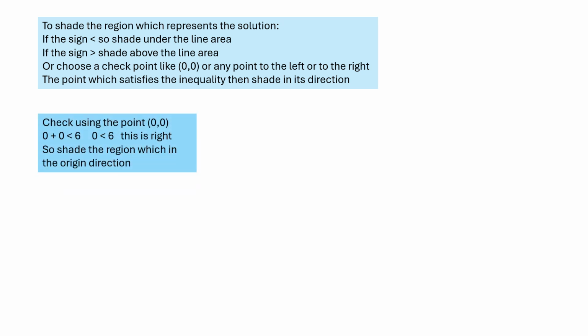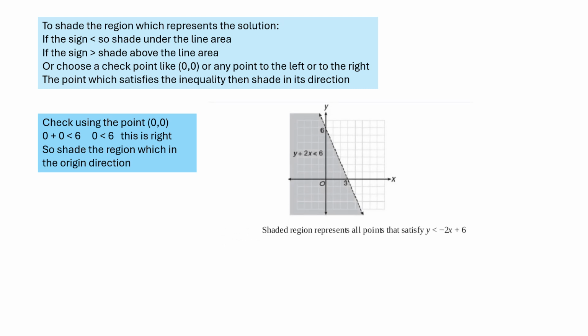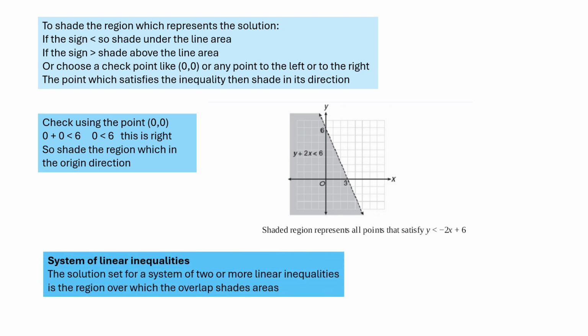A checkpoint 0, 0 in the graph before. So if you put 0, 0, 0 plus 0 less than 6, it is right. So we'll shade in the direction of the 0, 0 area. System of linear inequalities. The solution set of a system of two or more linear inequalities is the region over which the shaded areas overlap.